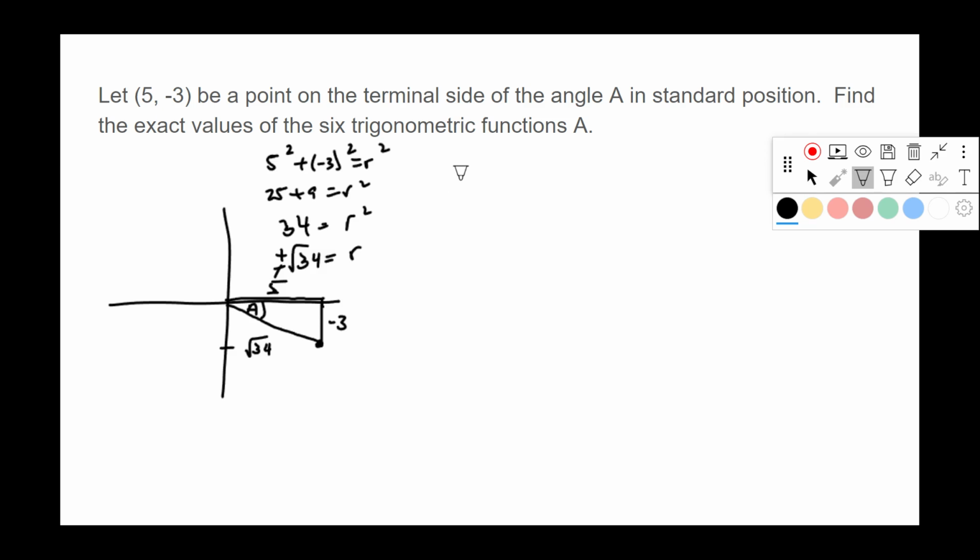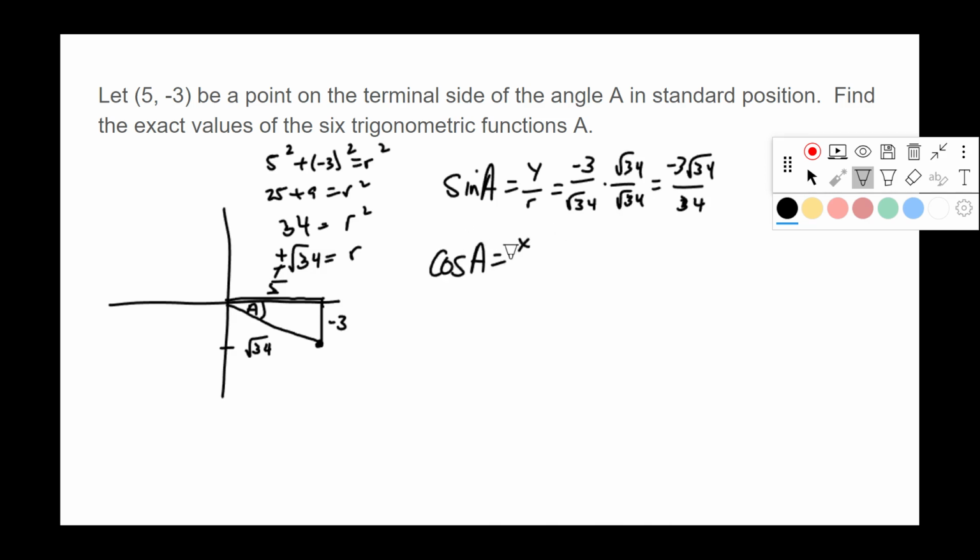Now, I want to find those 6 trig functions. Let's start with the sine. The sine of A. Sine is the y coordinate over the radius. y is -3. r is square root 34. Multiply top and bottom by square root 34 to rationalize. You have -3 root 34 over 34. Again, don't multiply the two 34s. Square root times the square root, it knocks each other out and just leaves you with 34.